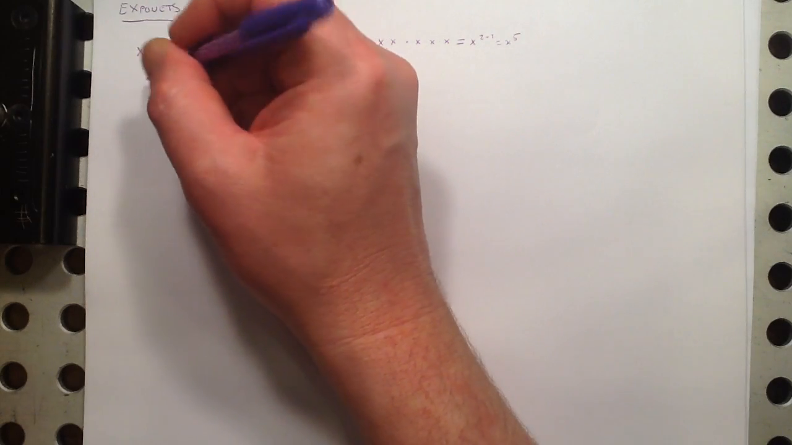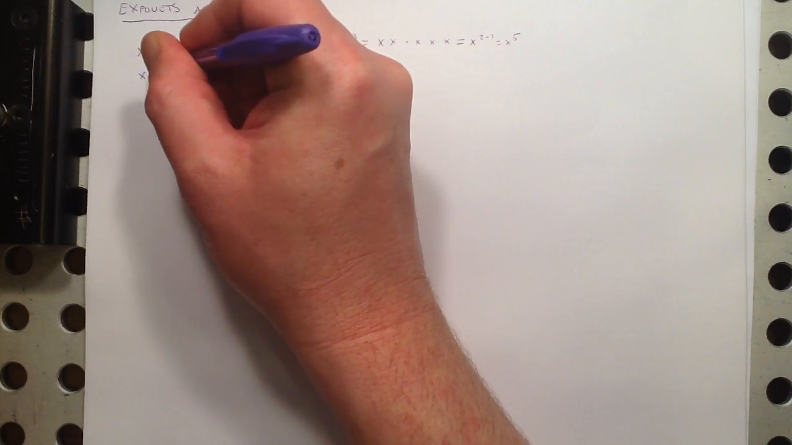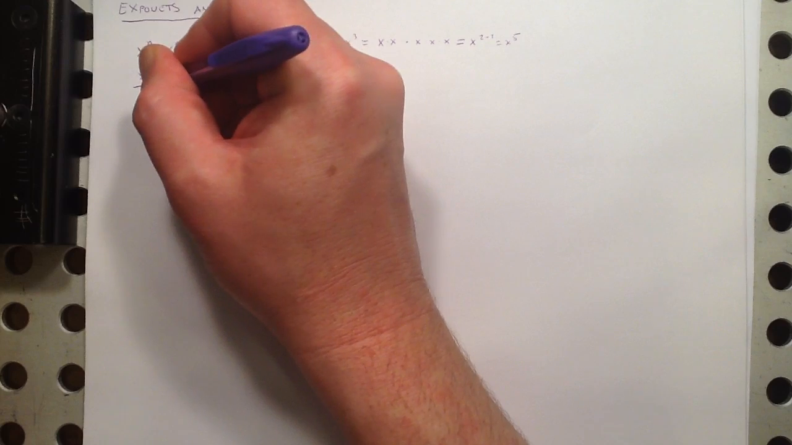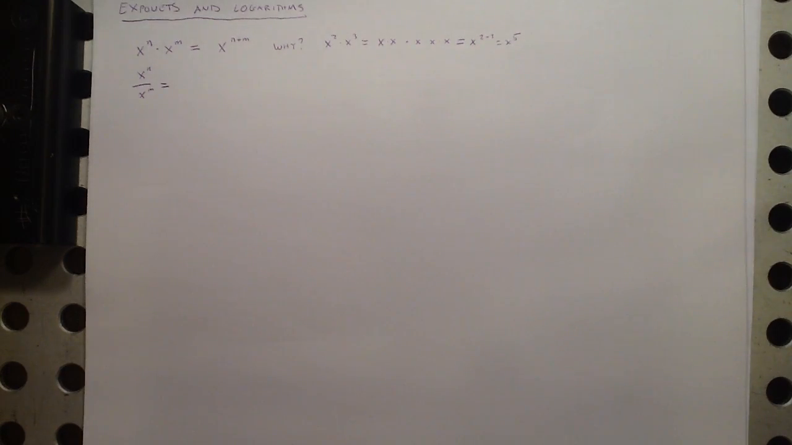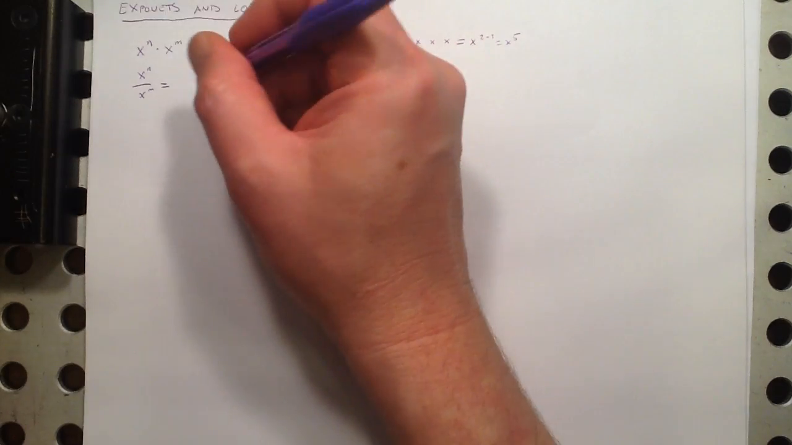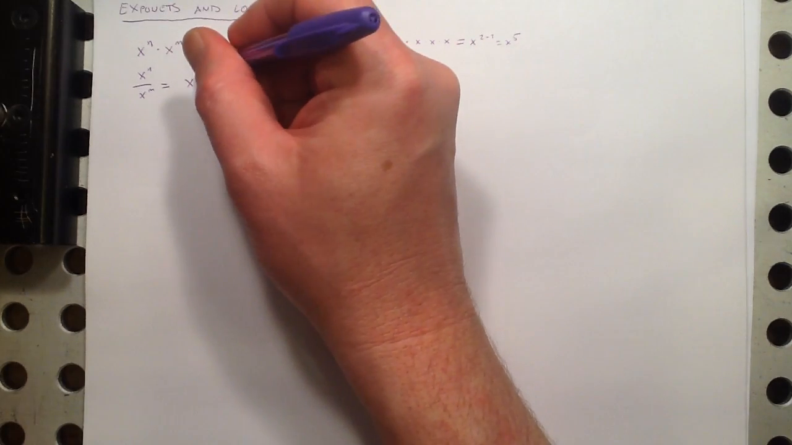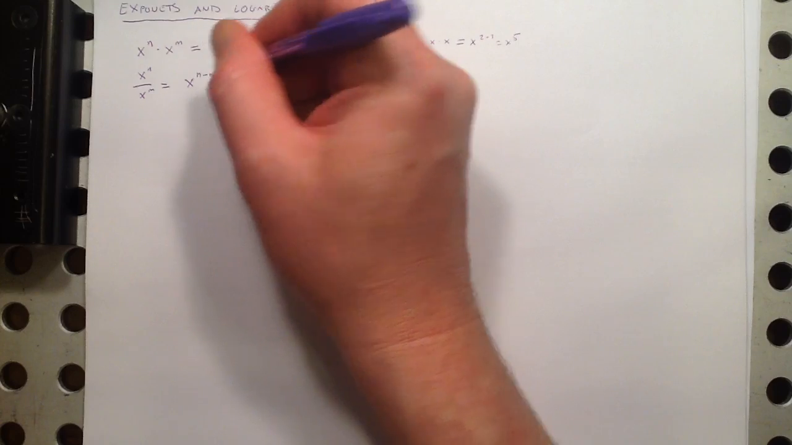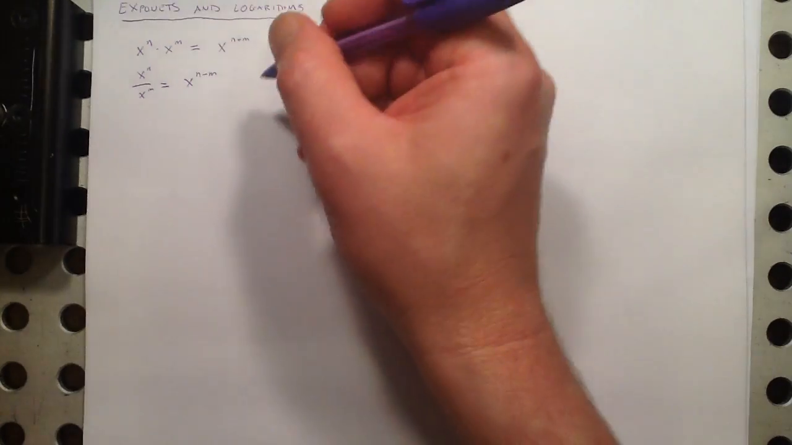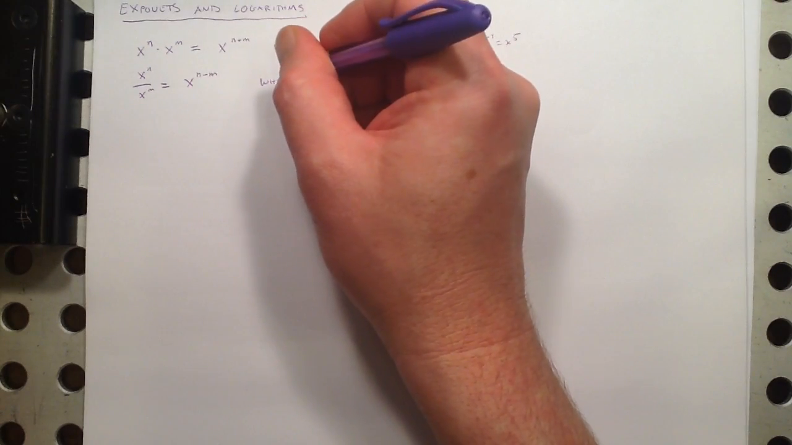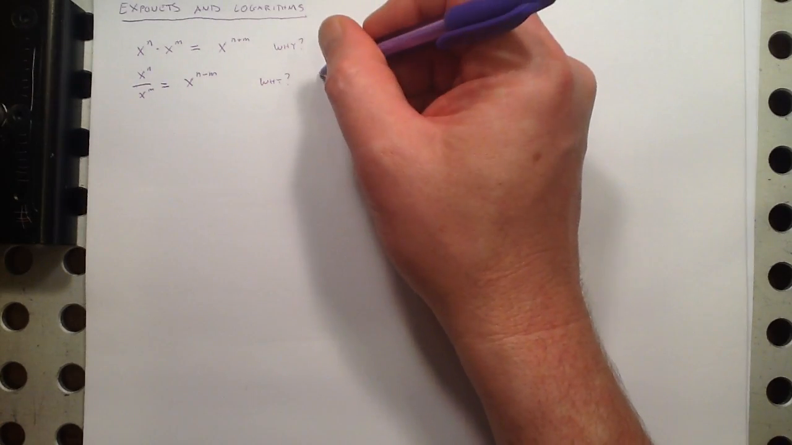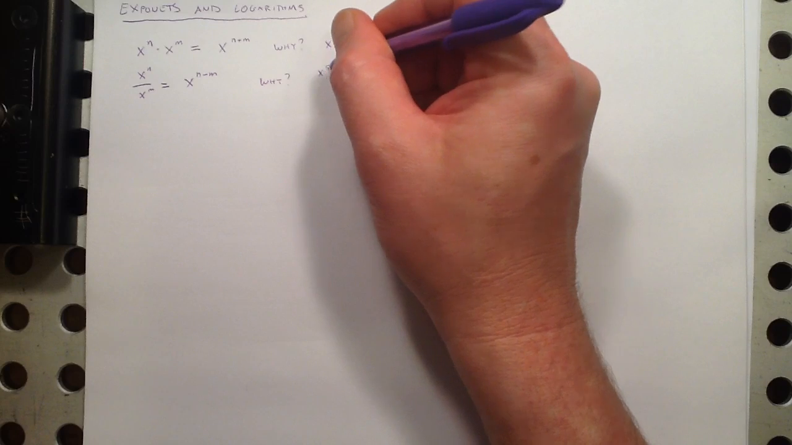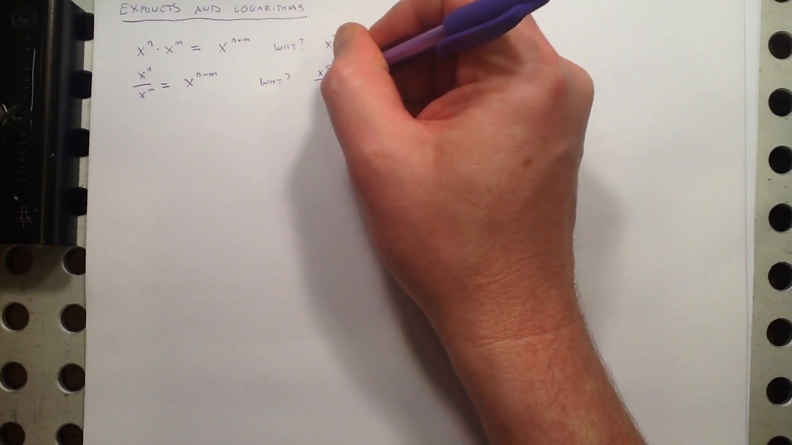How about x to the n divided by x to the m? What do you do with that? Well, that's x to the n minus m. Why? We could make another simple example here. Let's say x to the 5th divided by x squared.